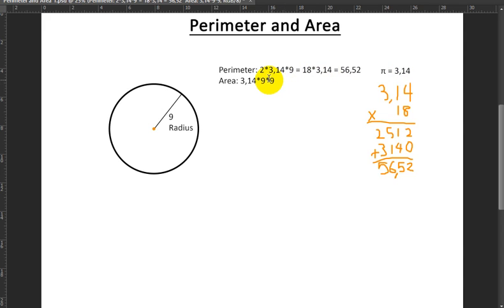And that's our result. Now here we would do 9 times 9 first, and what we get is 3.14 times 81. And then we would do this multiplication somewhere on the side. So 3.14 times 81. And what we'll get here is 2,512.